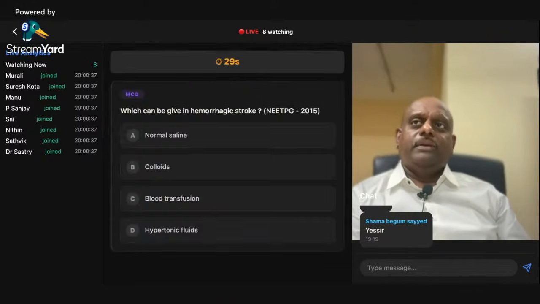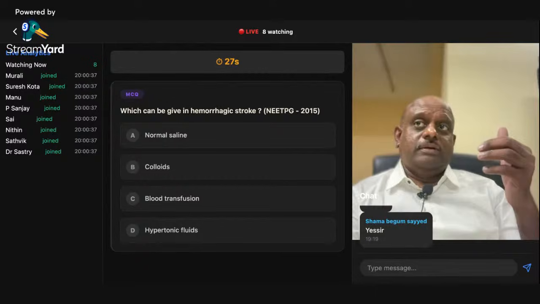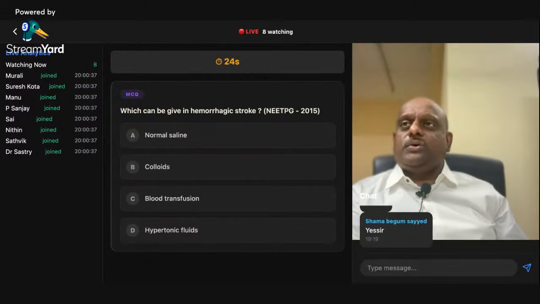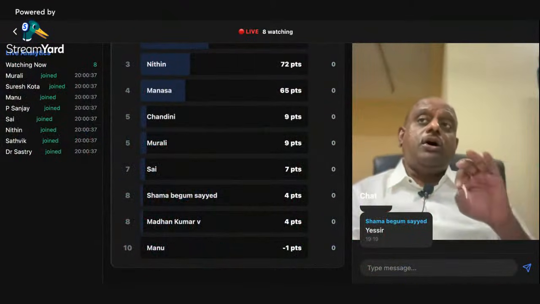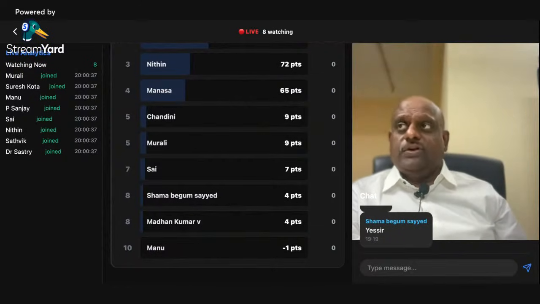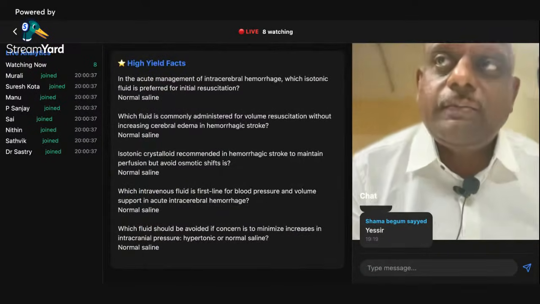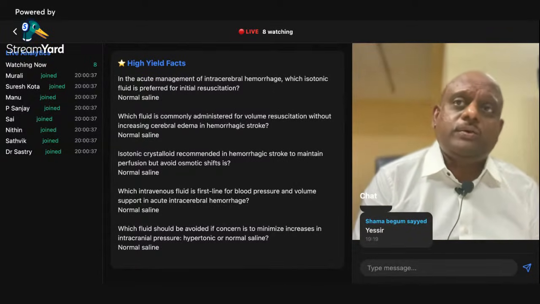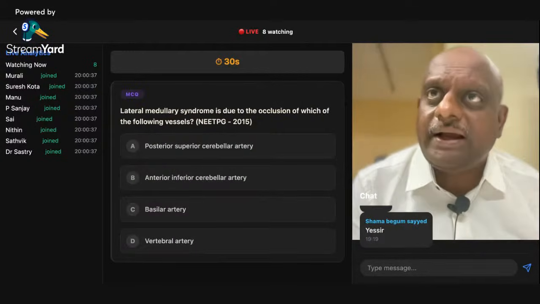Now, which fluid can we give whenever there is any hemorrhagic stroke? Hemorrhagic stroke. Yes, easy question. So, we need to know it is normal saline, right? It is the fluid of choice in the acute management of intracerebral hemorrhage. Isotonic fluid is the one which is preferred. That's the reason we give the normal saline.